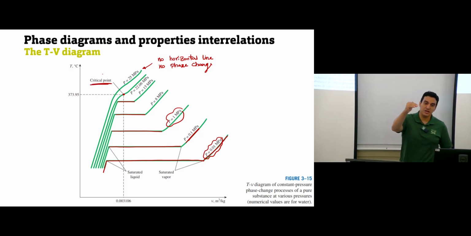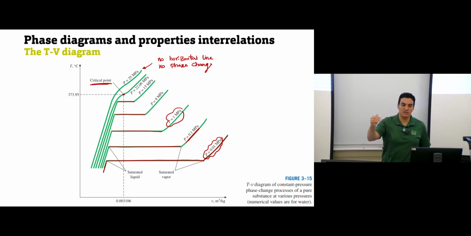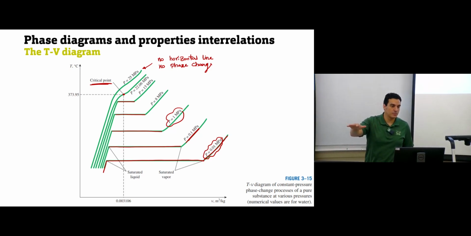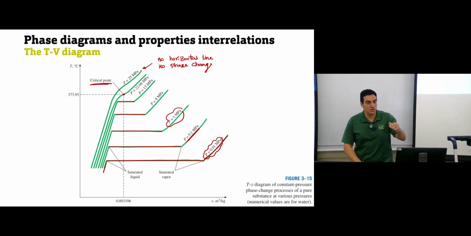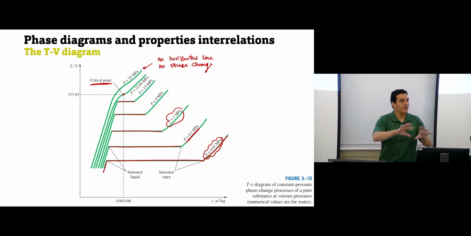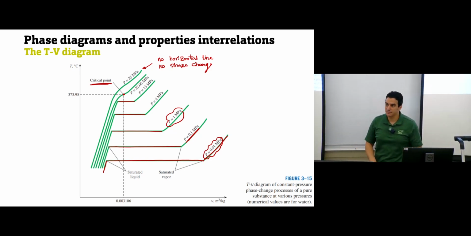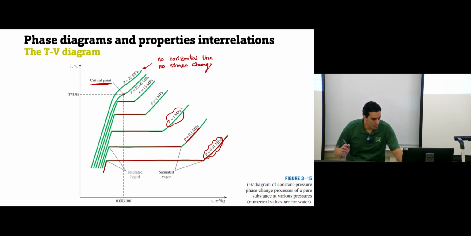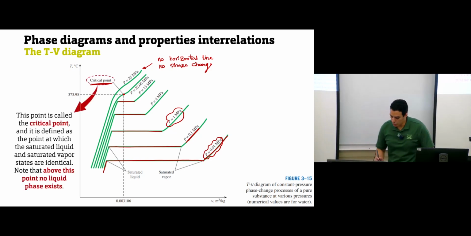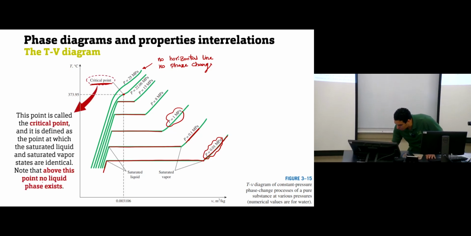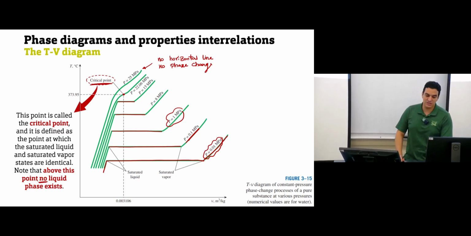So above the critical point, you don't have any liquid existing anymore. No liquid, only the gas phase will exist. Okay? Only below this condition can you have liquid and phase change between liquid and vapor. Is it clear? Okay. So this is the critical point, as we said. Above this critical point, there is no liquid phase existing.